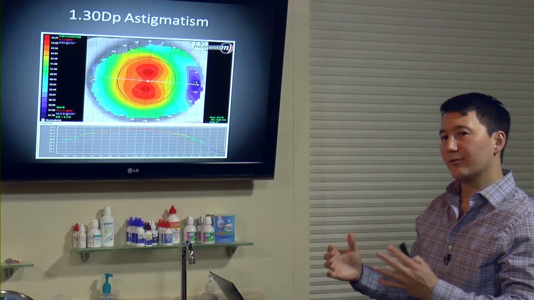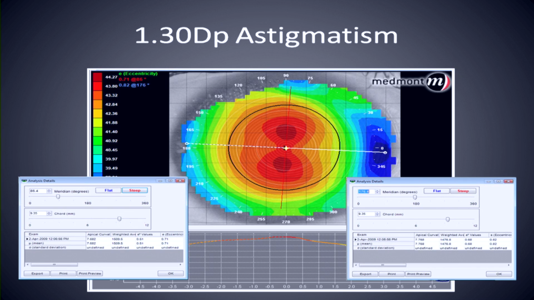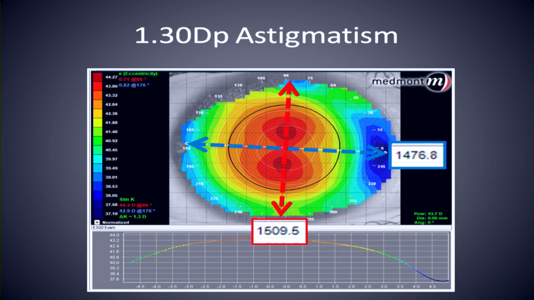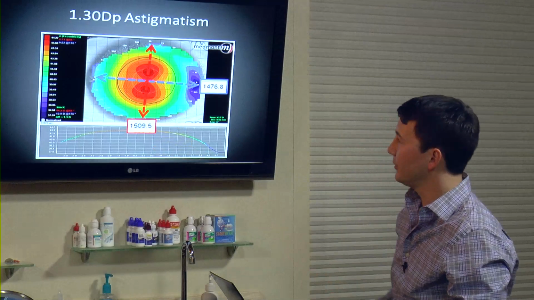So let's do something different. Let's think about corneas in terms of sagittal depth. So we'll pull up in our Medmont the sag values that it gives us. So in the flat meridian, this eye measures 1,476 microns. So what are we measuring? We're treating the cornea like a mountain and saying, how high is the mountain? And across the horizontal meridian, this eye measures 1,476 microns in height. Now on the vertical meridian, it measures 1,509. There's more depth to the vertical because that's the steep corneal meridian, right?